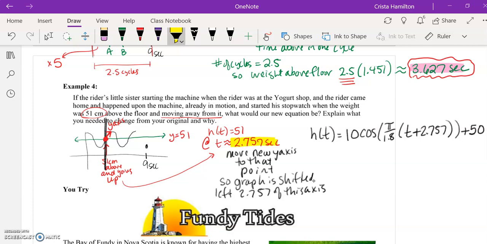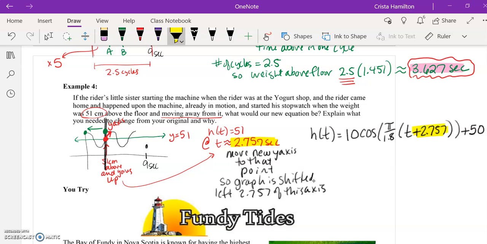And remember, when we move that and make that the new y-axis, that means the graph that I originally had, I need to shift, which used to have that peak right here. It used to be on the y-axis. So we shifted the graph to the left, whatever that value was. So left 2.757, which is why we ended up with a plus 2.757 in our equation.